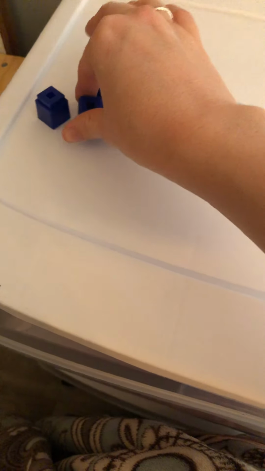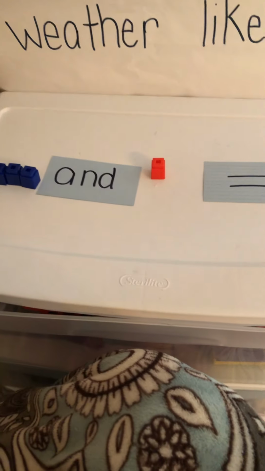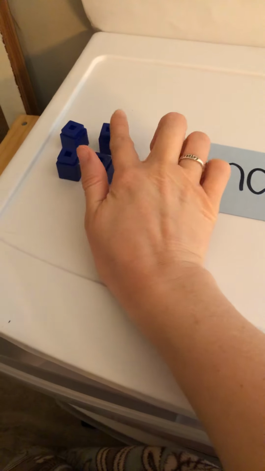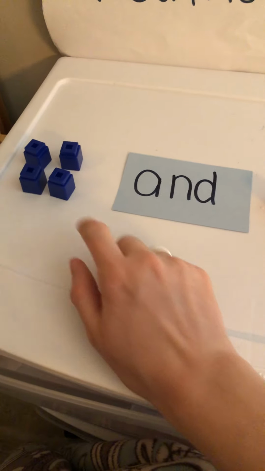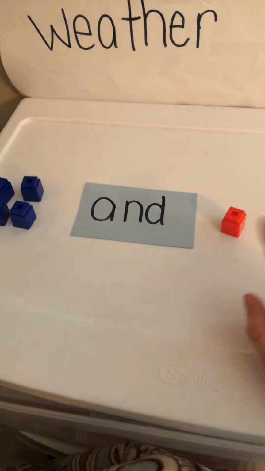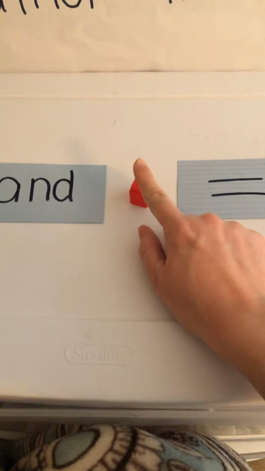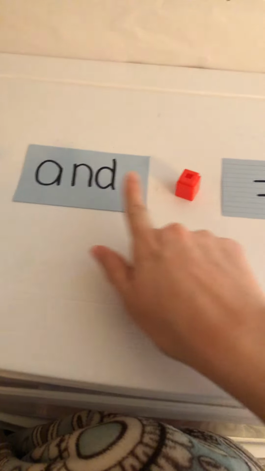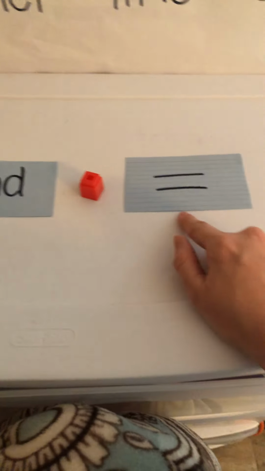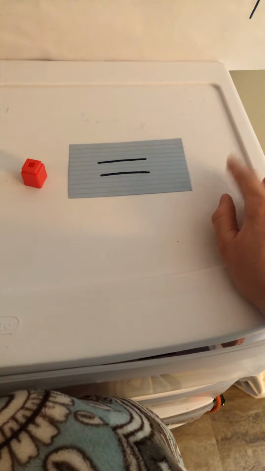Let's go ahead and let's take away some and see what that gives us. Let's take away 3 red. All right, now 1, 2, 3, 4. So we have the same amount. 4 blue, and remember to count on. So 4, and then what comes after 4? 5. So 4 and 1 equals, and then your answer will be 5.